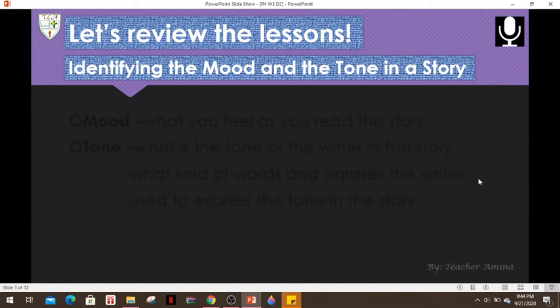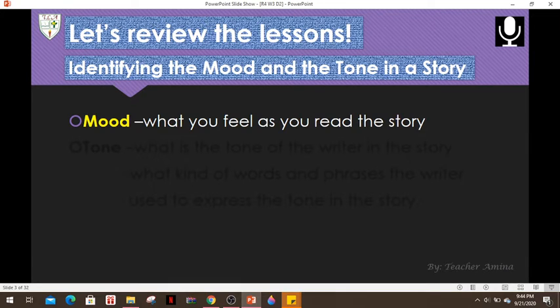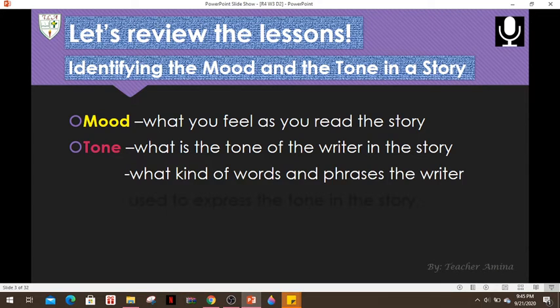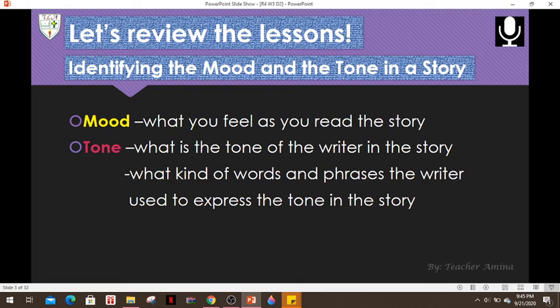Next, let's review the lesson about identifying the mood and the tone in a story. Mood means what you feel as you read the story. What kind of emotions are you feeling when you are reading the story? Are you happy? Are you excited? Are you worried? Are you furious or angry? And then tone is, what is the tone of the writer in the story? You can identify the tone in the words and phrases that the writer used in the story, and it expresses that tone in the story.